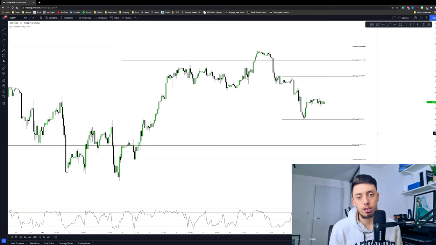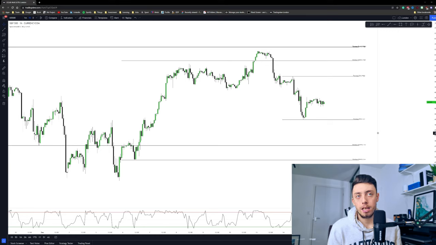You can say, okay, I'm going to be using this broker, I'm going to be trading this asset, and this is how much it's going to cost me to hold this position over weekends and days. So we're having a look at the charts right now. It's a fairly simple strategy.